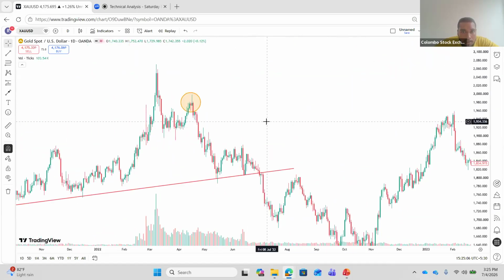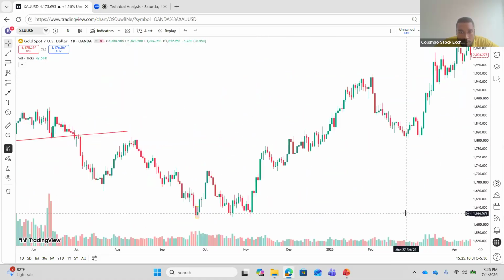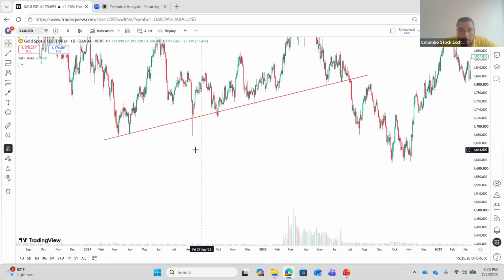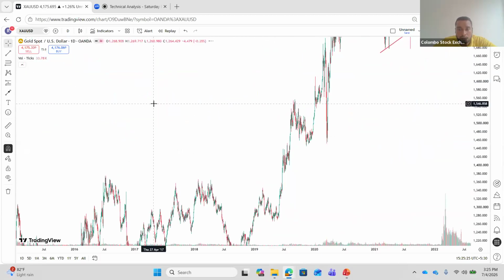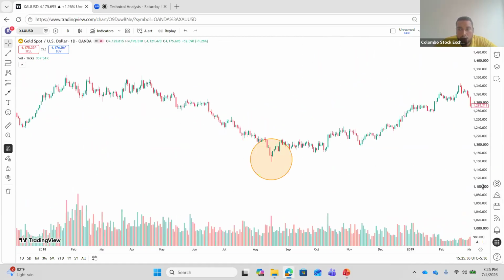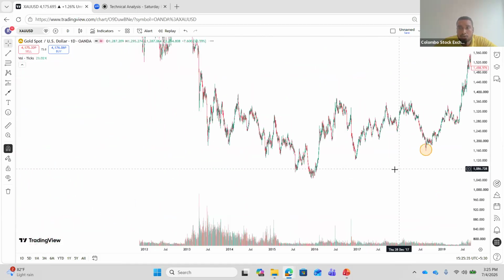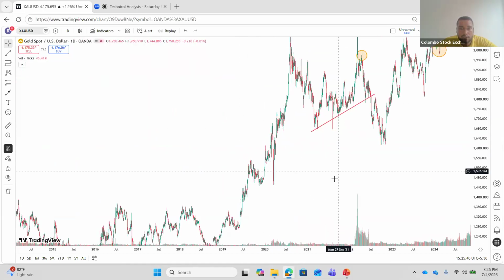What is this? This is a shooting star. This is an inverted hammer. Here, dojis. Here, a doji. Right, this is also a morning star. This is a very good signal. You can see the price movement after this now. Look at that massive price movement.